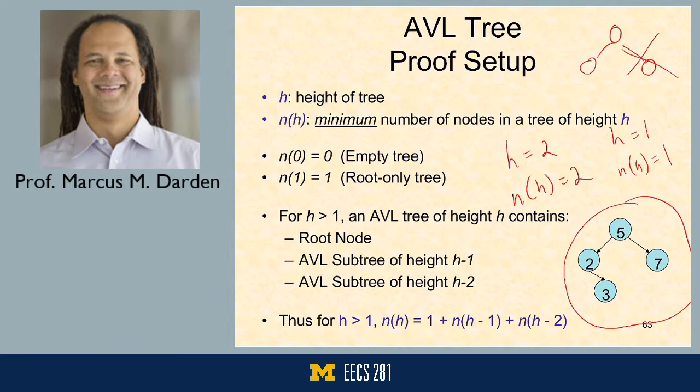If I remove 7, then I end up with an imbalance right here at 5, because if I remove 7, 5's left is height 2, 5's right is height 0, not balanced. So 7 has to stay. So it looks like I can't remove any of these nodes and keep a balanced AVL tree of height 3. So in that case, I'm going to go ahead and say that H of 3 has an N of H equal to 4. So there's just some basic example of how I've got this N defined.